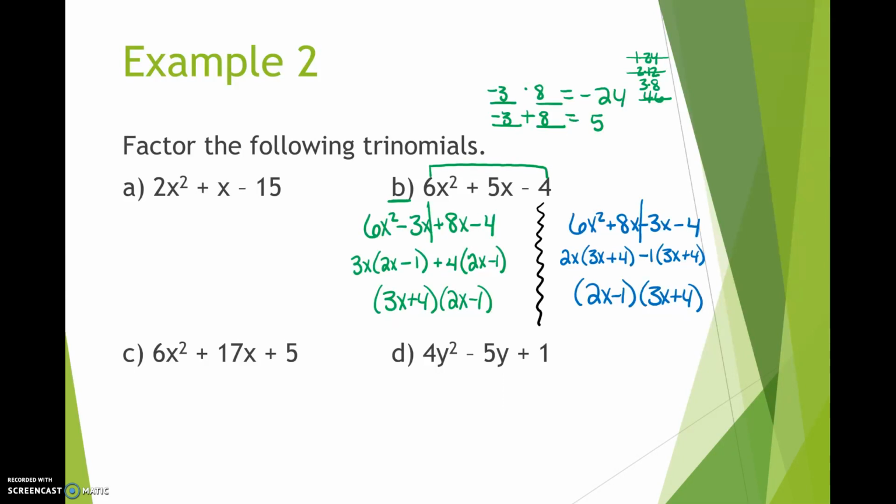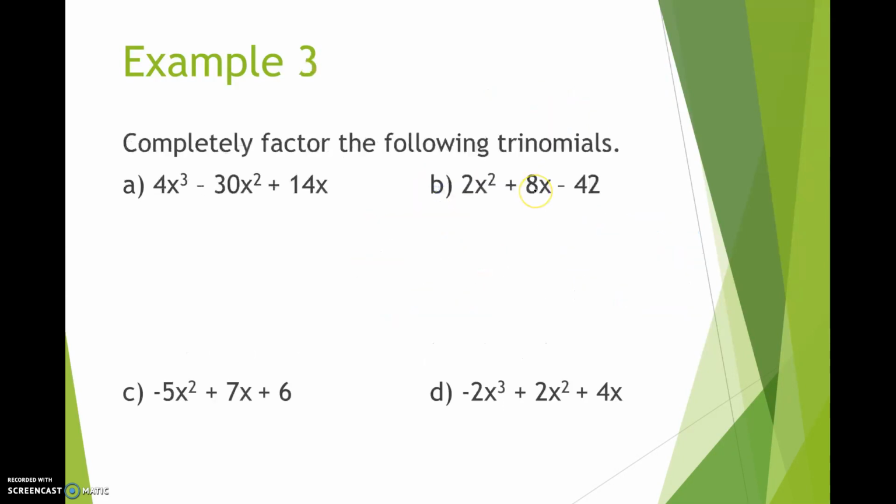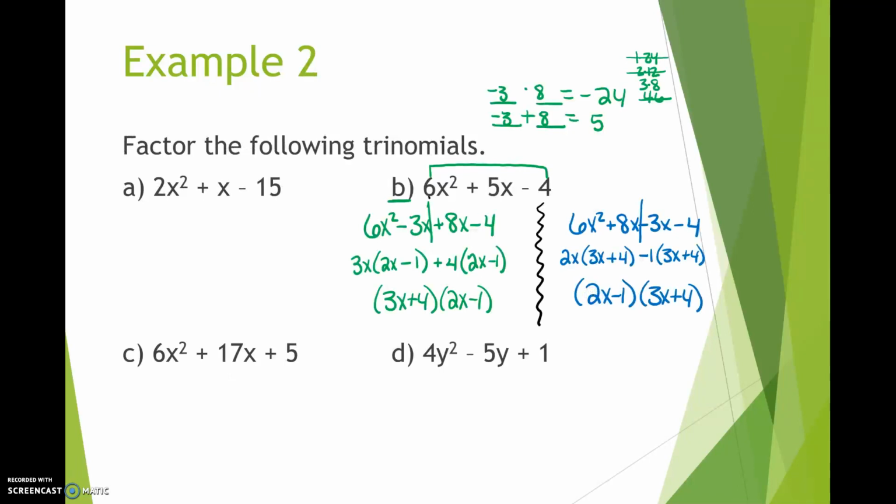So first of all, you have to do 6 times the negative 4. You're looking for two numbers that multiply to give you negative 24. Those same numbers have to add up to 5. That would be negative 3 and 8.